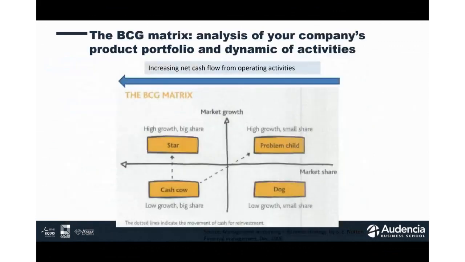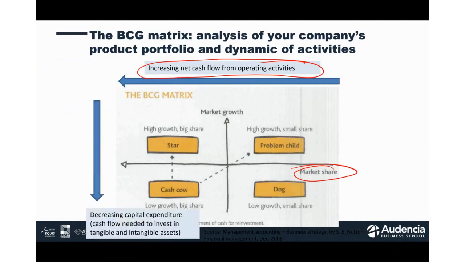So in function of the market share, we are supposed to have an indication about the operating cash flow. In function of the market growth, we are supposed to have an indication about the capital expenditure or net capital expenditure. If you go to the left, you increase the operating cash flow. On the right, you decrease the operating cash flow. If you have a huge market growth, you have a huge capital expenditure.